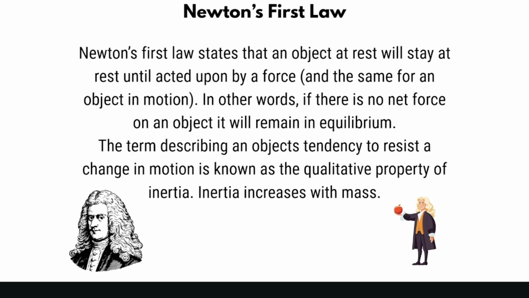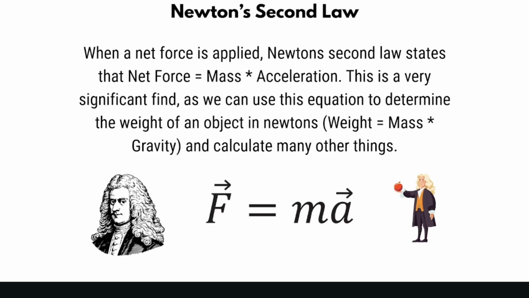So immediately we're going to go into Newton's first law. Newton's first law states that an object at rest will stay at rest until acted upon by a force, and the same applies for an object in motion. In other words, if there's no net force acting on the object, it's going to remain in equilibrium. And the term describing an object's tendency to resist a change in motion is known as inertia, which is a qualitative property, and for now all you need to know is that inertia increases with mass.